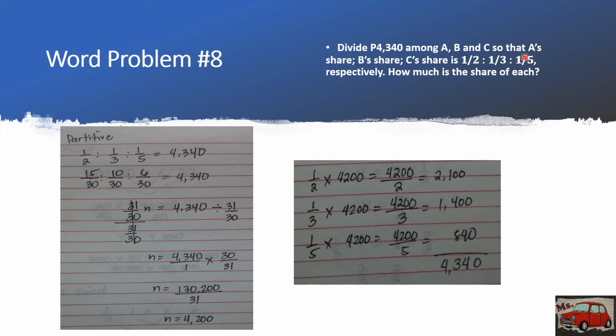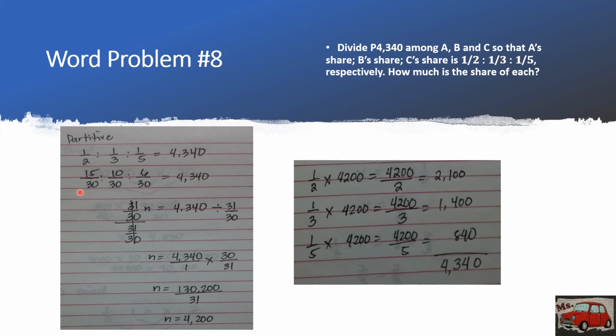Okay? So, this kind of proportion is partitive because we will divide the 4,340. So, again, we just need to add all the fractions that we have here. But in this case, we can't add dissimilar fractions immediately. So we need to get their equivalent fractions with the same denominator. If you're still wondering what an equivalent fraction is, you can watch my previous video about fractions so you can understand it better.